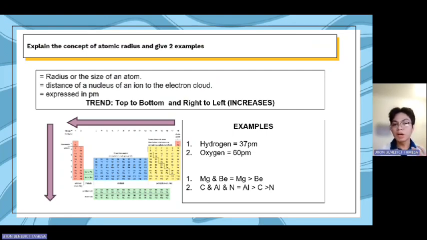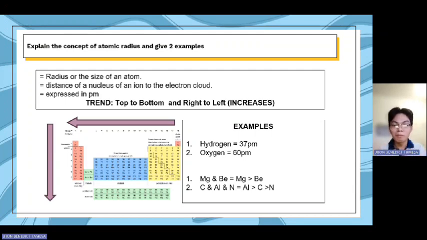So, ano yung atomic radius? Atomic radius, basically, it refers to the size of an atom. The distance of a nucleus of an atom to the electron cloud, expressed in picometer. So, yung radius or the size of an atom po na atomic radius is basically yung half the distance of the molecules from one another. Kaya ito yung radius ng isang atom.